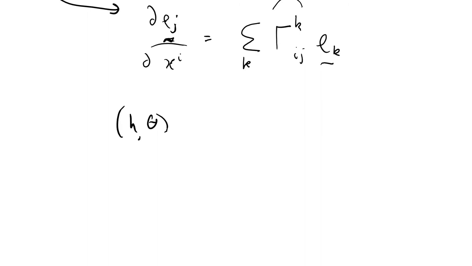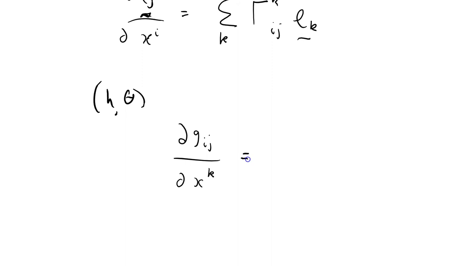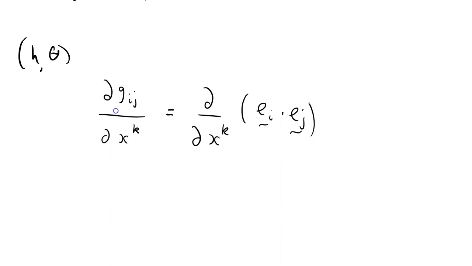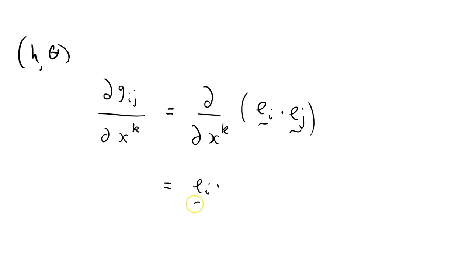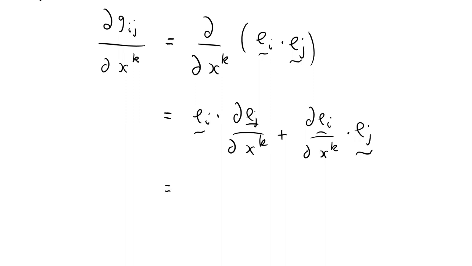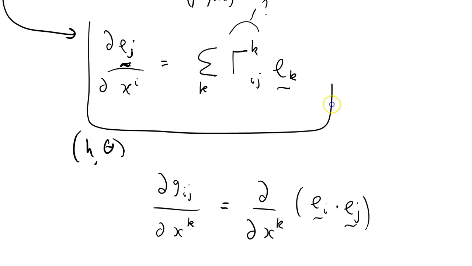What I want to do is to start by differentiating the metric tensor with respect to a coordinate basis. And that's equal to ∂/∂x^k of e_i dot e_j. Okay, equals what? e_i dot ∂e_j/∂x^k plus ∂e_i/∂x^k dot e_j, equals, by definition, you'll remember the definition that we had up here of the Christoffel symbol, which we're going to need to differentiate stuff.